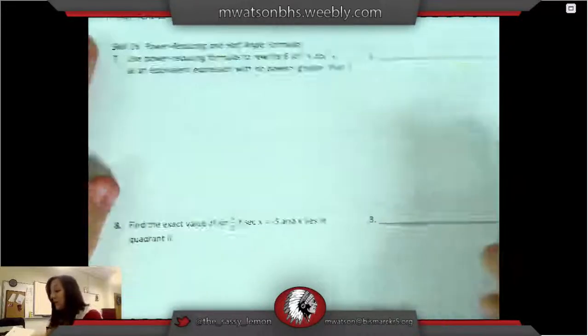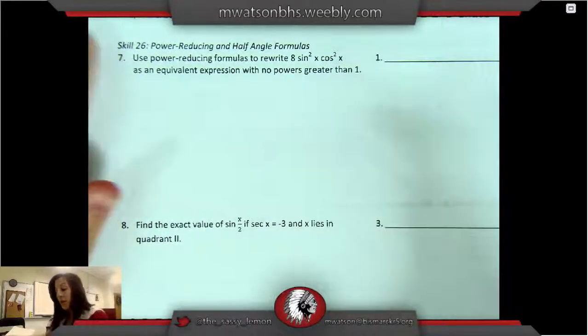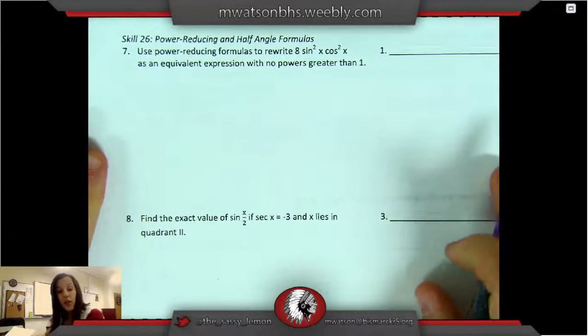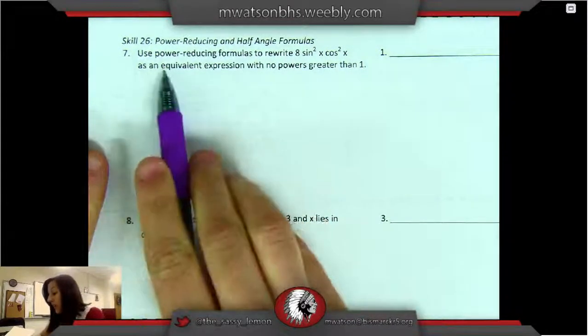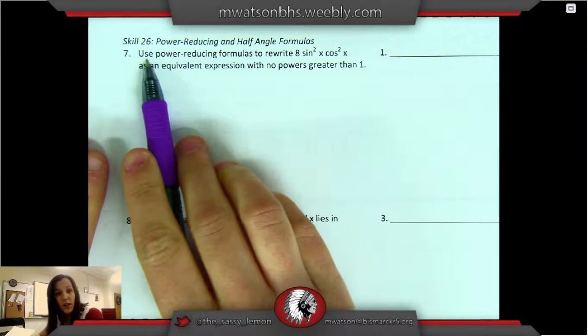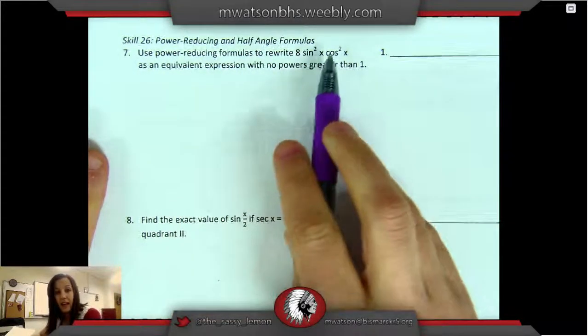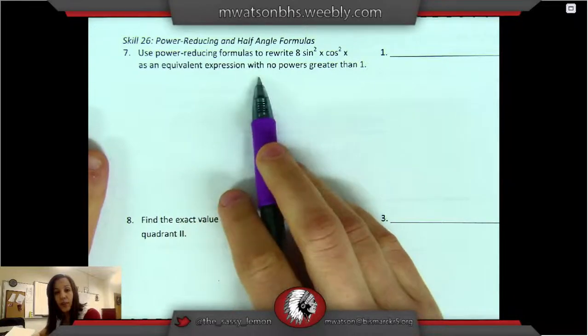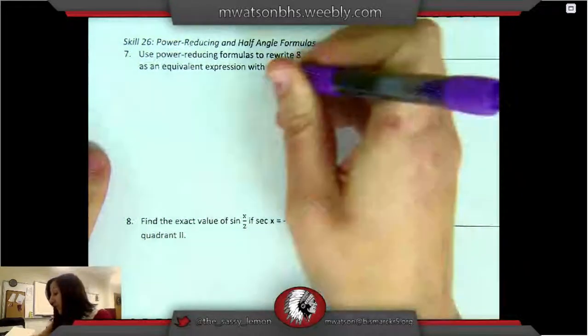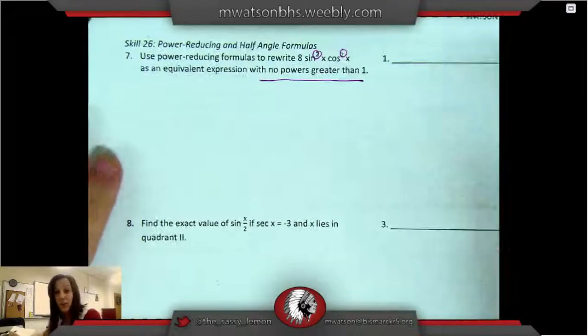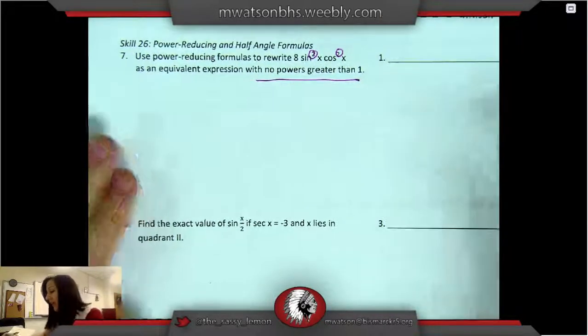Alright, now we're in skill 26, and here we're going to be using the power reducing and half angle formulas. On number 7, I even tell you which ones to use. I say use the power reducing formulas to rewrite this as an equivalent expression with no powers greater than 1. So you can see right now it's got these powers that are greater than 1, so we need to work on that using the power reducing formulas.